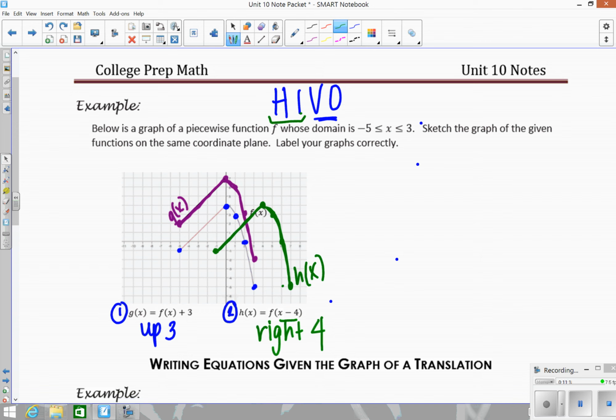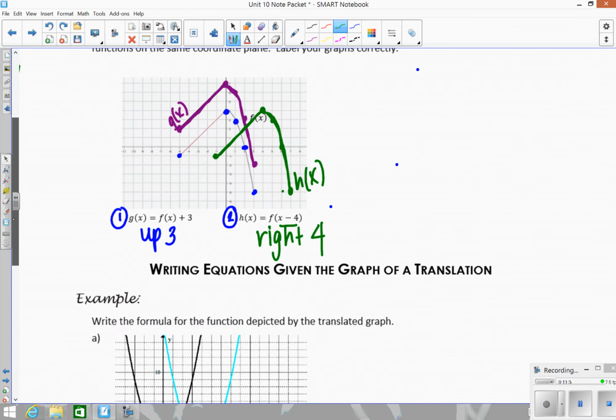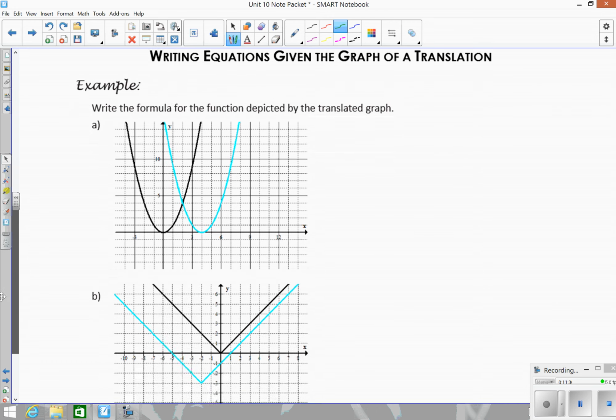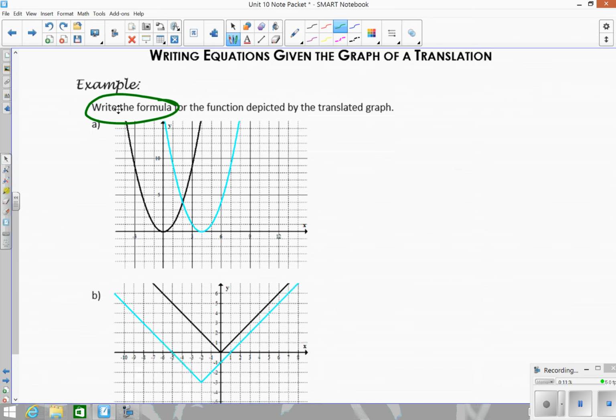So that's on a grid. You just have to pick those key points, shift those points, and then redraw your picture so that you can see what happened. The picture just moved up. So the next thing we're going to look at is, what happens if they give us the graph and we have to come up with the formula this time?